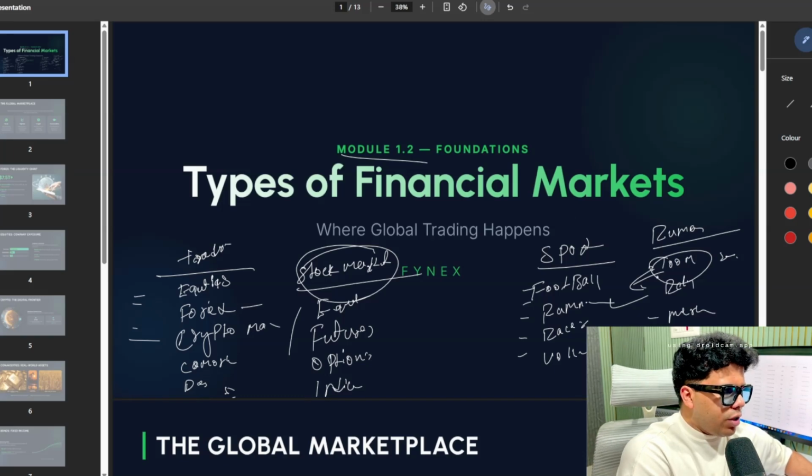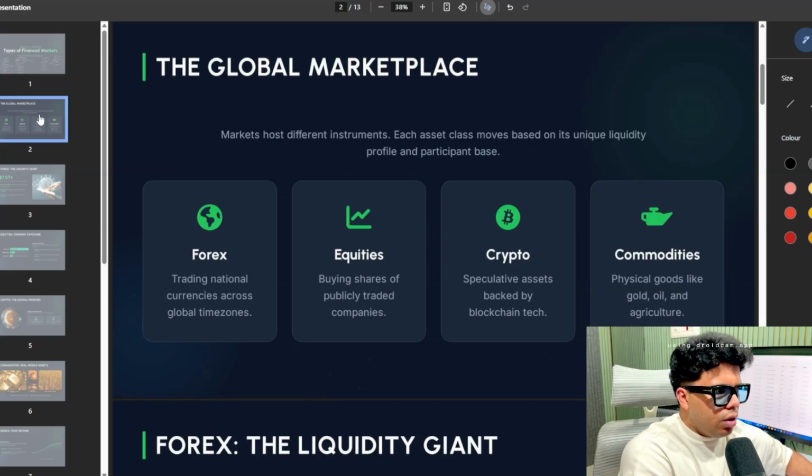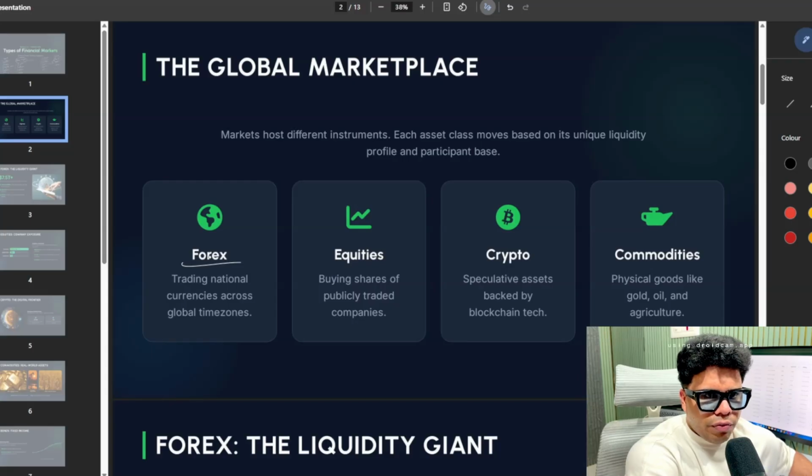Yeah, the first one is, see, we can categorize in 4 markets, okay? The 4 assets, the 4 instruments in this market. The first one is Forex, okay? It's like we are exchanging currencies.